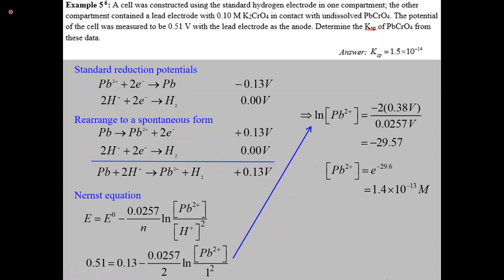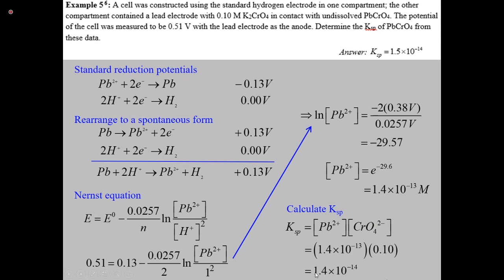So now we can calculate KSP. KSP is the concentration of the lead, which we've just found out, times the concentration of the chromate, which is given up here. Potassium chromate is a soluble salt, so it dissolves completely, yielding 0.1 molar chromate ion. So we plug in what we've found out. Lead is 1.4 times 10 to the minus 13 molar. The chromate is 0.1 molar. Multiply them and we get 1.4 times 10 to the minus 14.